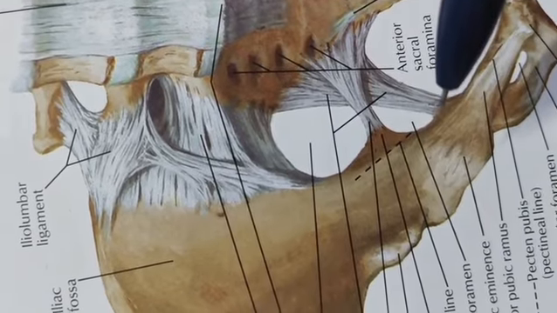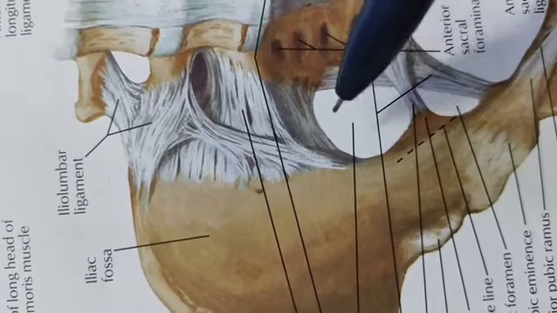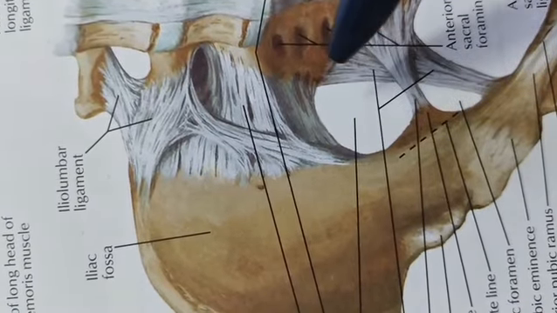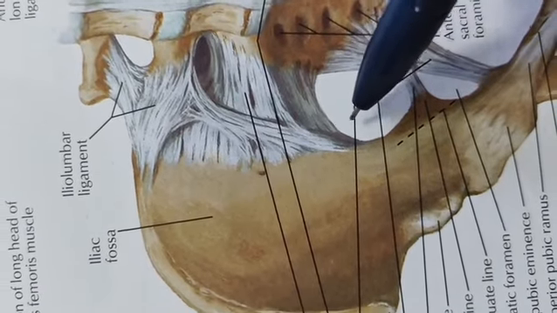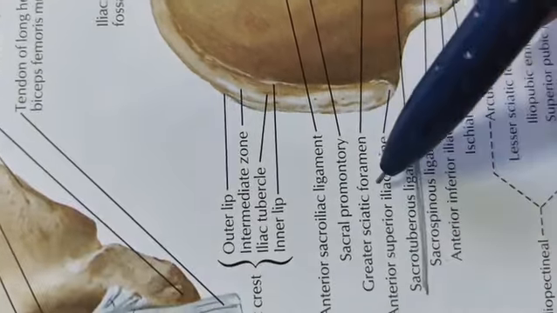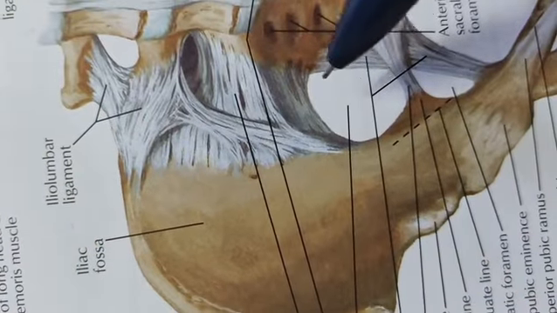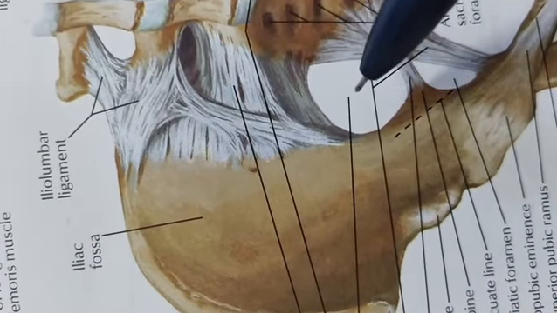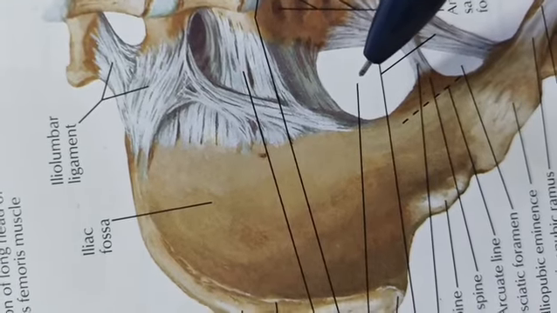See here, the sacrospinous ligament, and this is the sacrotuberous ligament coming from the sacrum to the ischial tuberosity. Okay, so now you see this open space of the greater sciatic notch has got converted into a closed space, and now it will be called the greater sciatic foramen, because it was an open space, now it is closed from all sides.